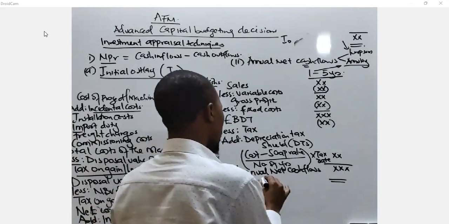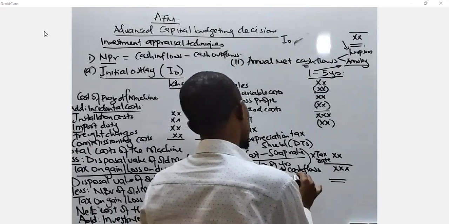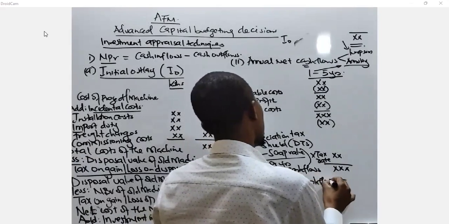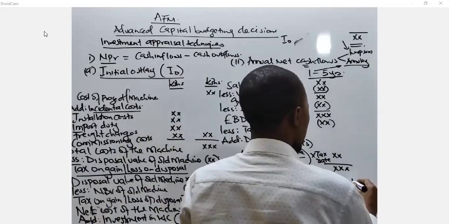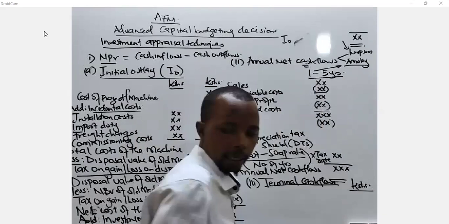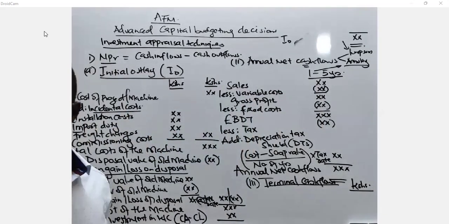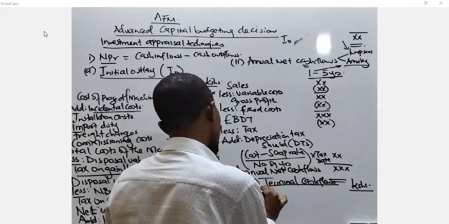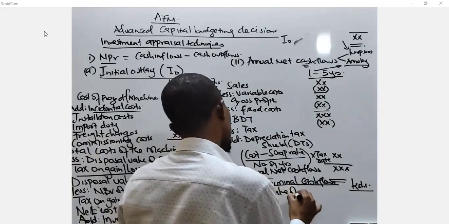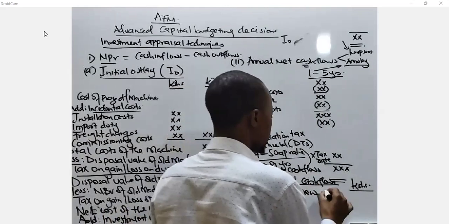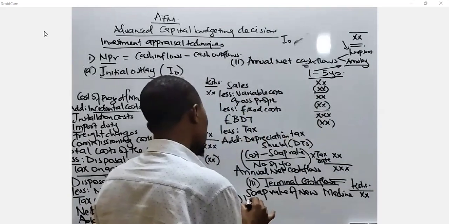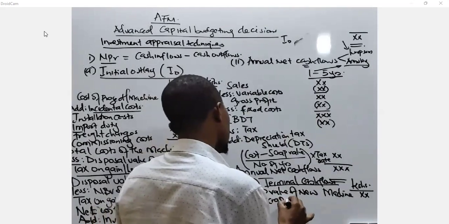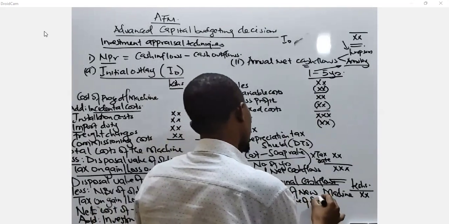We normally want to calculate the terminal cash flows. How do we get our terminal cash flows? We take the scrap value of the new machine, which we put there, then we less the scrap value of the old machine.